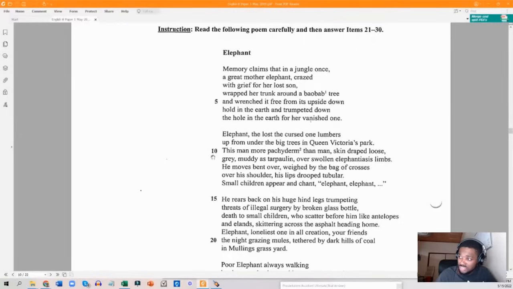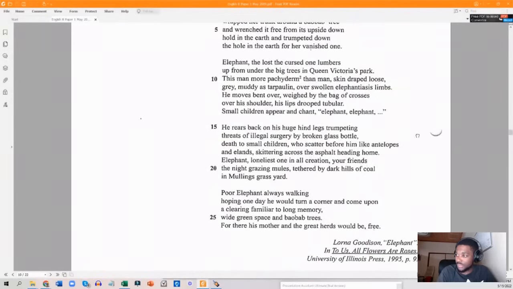Elephant, the lost, the cursed one, lumbers up from under the big trees in Queen Victoria's Park. This man, more pachyderm than man, skin draped loose, grey, muddy as tarpaulin over swollen elephantitis limbs. He moves bent over, weighed by the bag of crosses over his shoulder. His lips drooped tubular. Small children appear and chant, "Elephant, elephant."